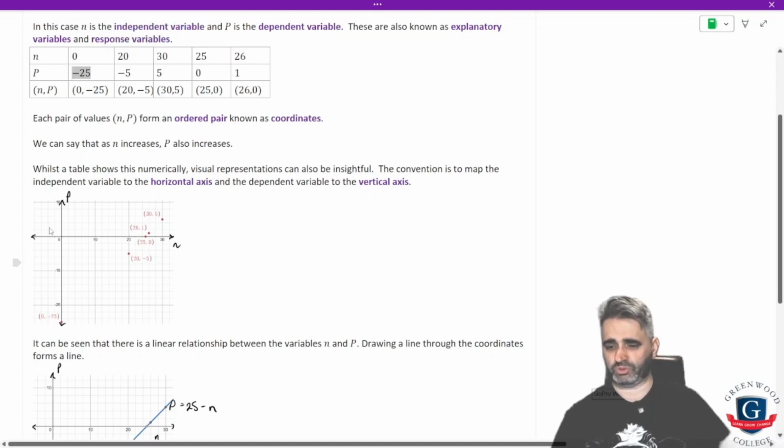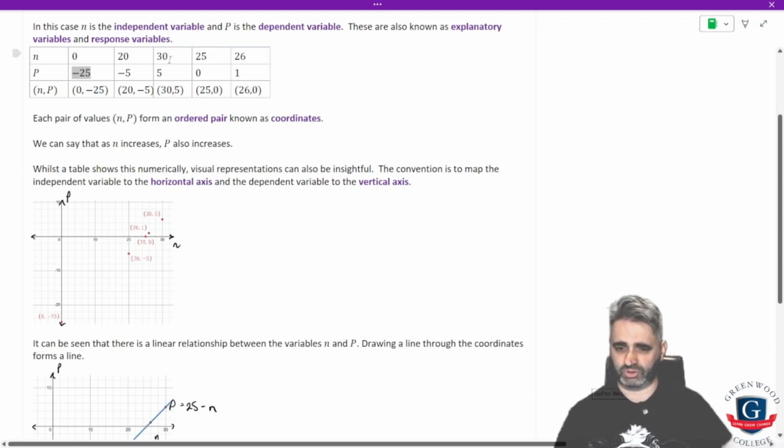For our first point, we're not going to go left or right because n is 0. We're just going to go down. And here it is, 0, -25. For our second point, we're going to go across 20 and then down 5. That gives us the point 20, -5, which is this one here. So when we sell 20 cups of lemonade, we make a $5 loss.